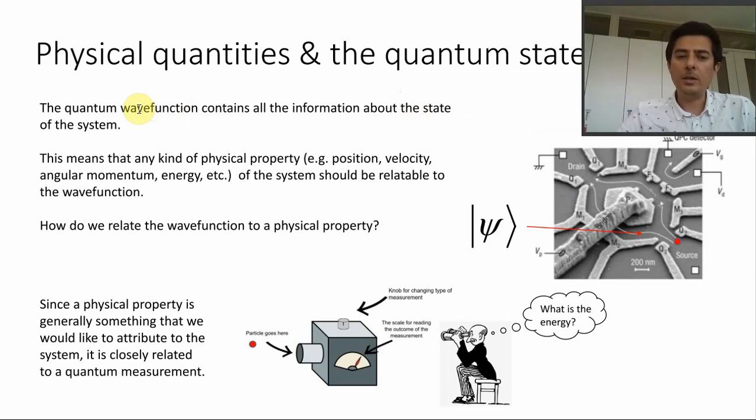The wave function is really a summary of all the information that is known about the particle. And that means that if you want to know any physical property, for example, the position or the velocity or angular momentum or the energy of the particle, or something even more complicated, then we should be able to deduce that from this wave function. The question is, how do we actually get that information from these measurements that we've been talking about?